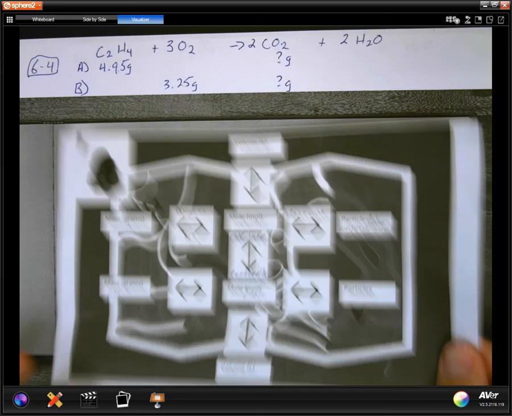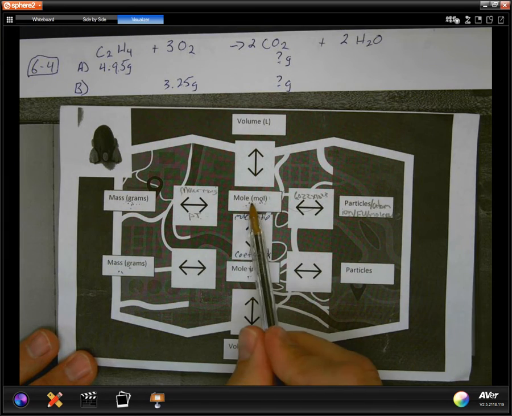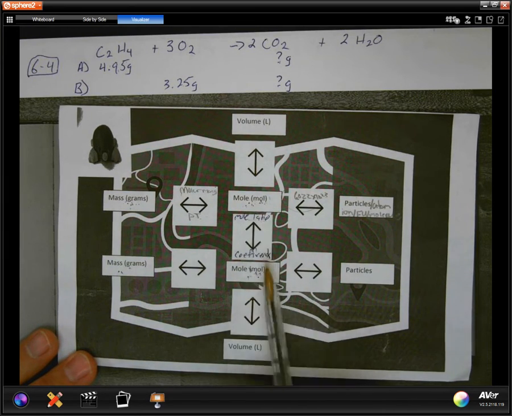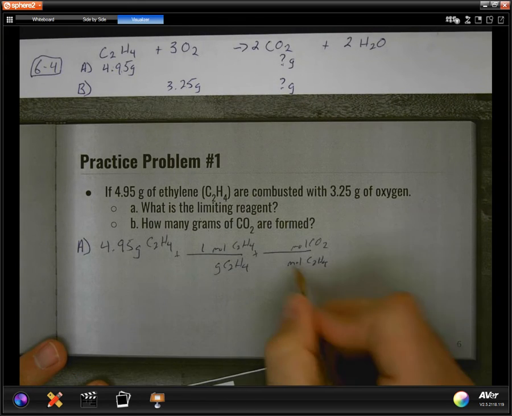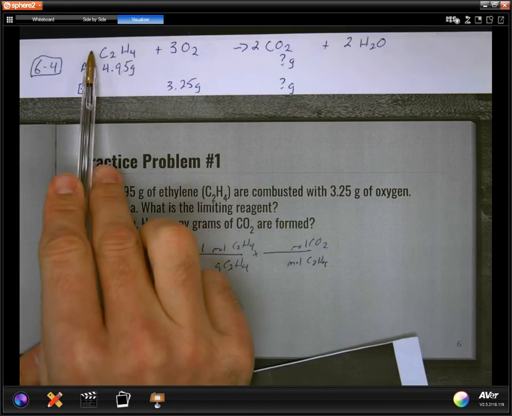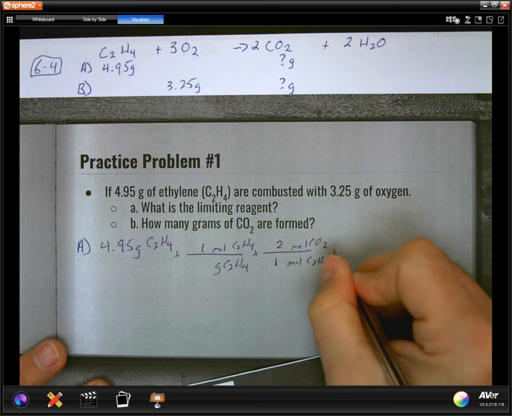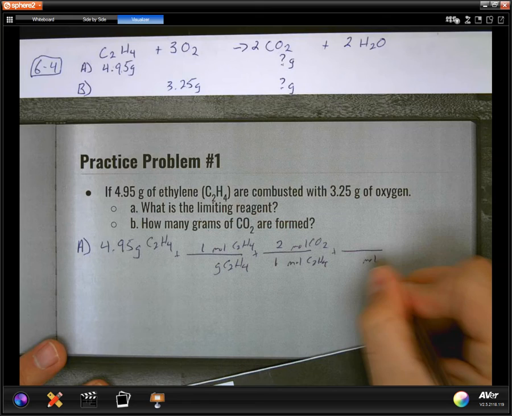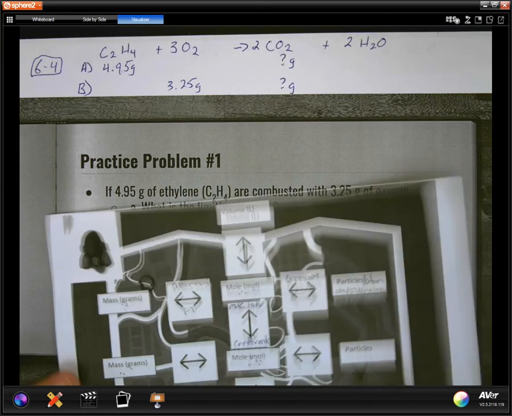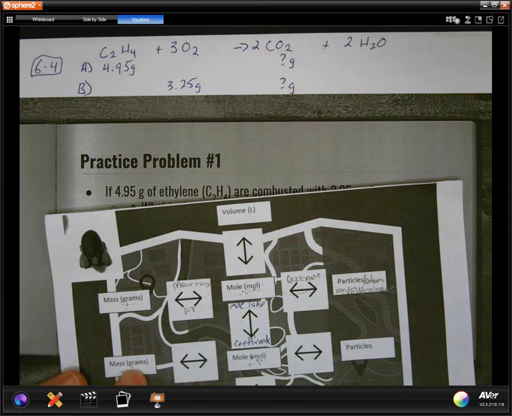Again, now on your conversion map, you're here, you're converting to here. So we use the mole ratio, which is just the coefficients. So my coefficients here tell me one of these produces two of those. Follow your units again, mole of CO2. Now that I'm in mole of CO2, I'm going to convert it to grams of CO2.